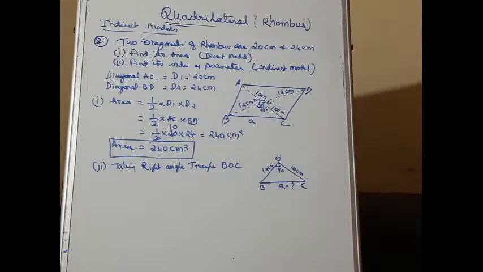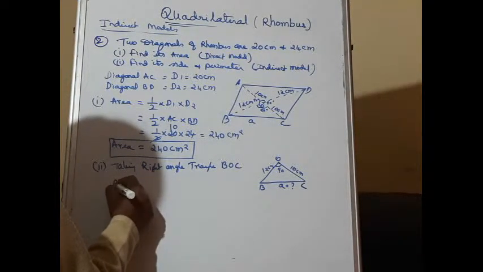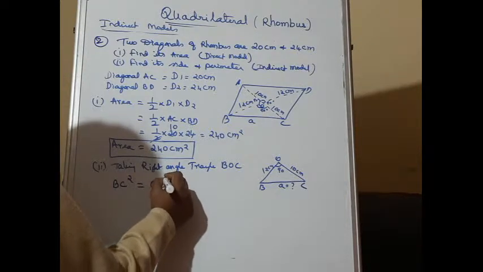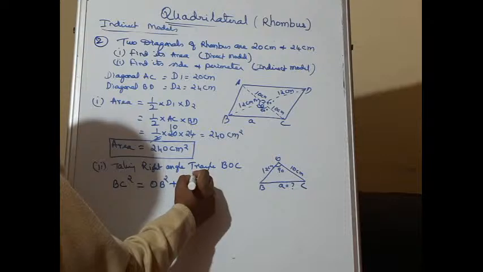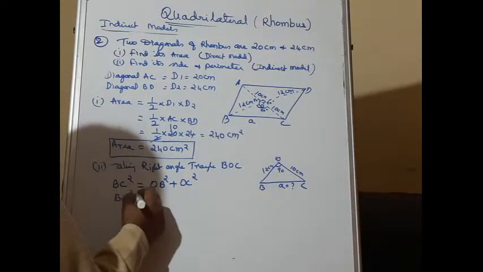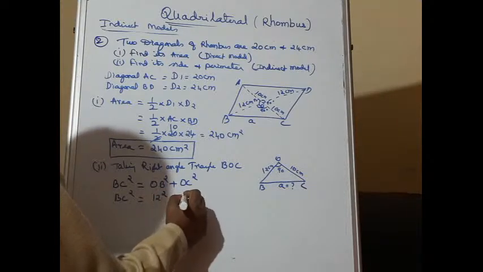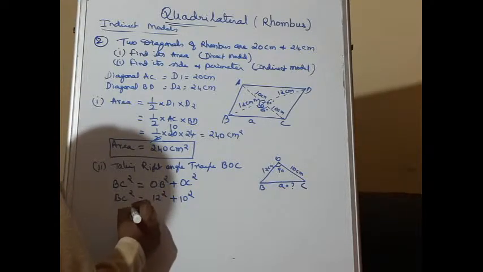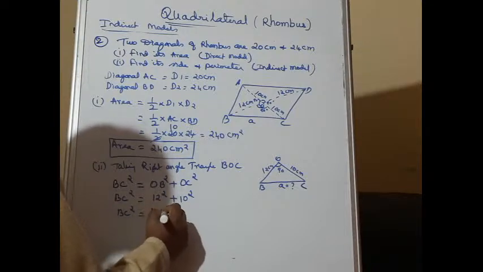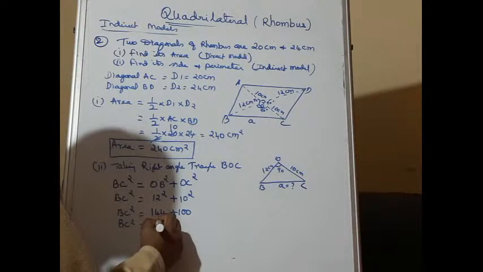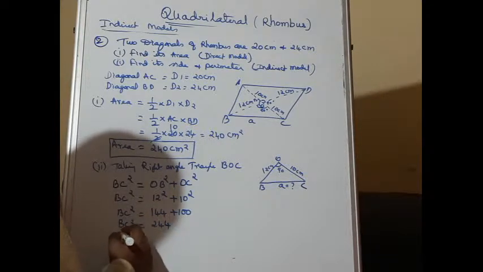So you write BC square equal to OB square plus OC square. 12 square plus 10 square. 144 plus 100. BC square equal to 244. BC equal to root of 244.